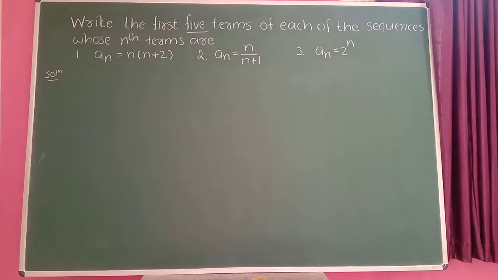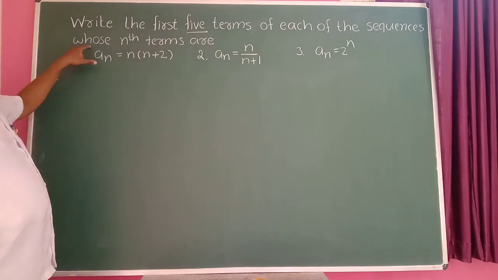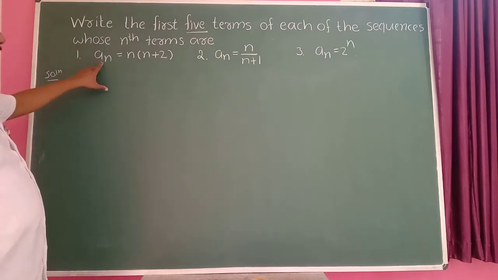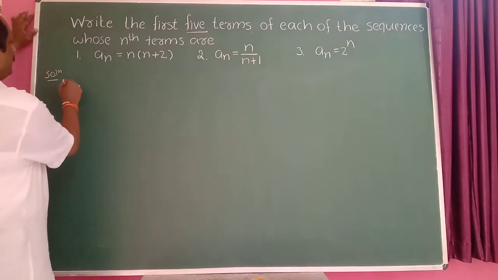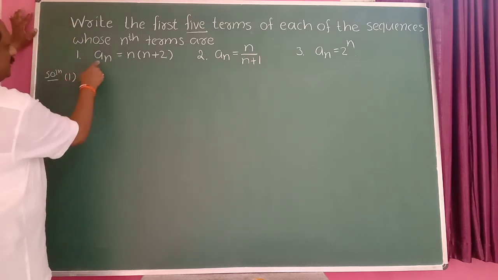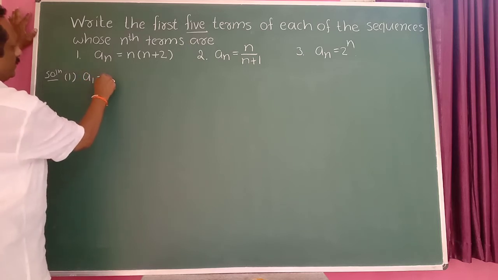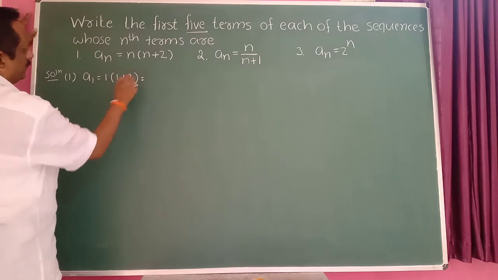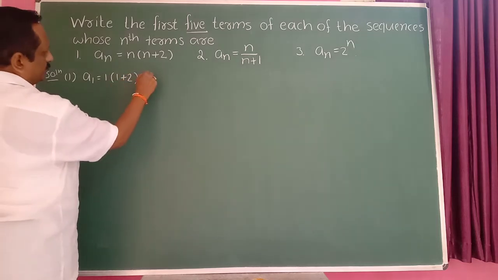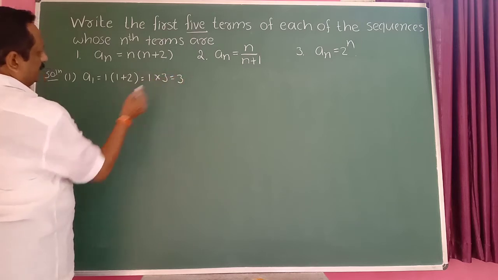So write the first five terms of each of the following sequences whose nth terms are. First example, a_n is equal to n into (n plus 2). Therefore, first put n equal to 1 here. a1 is equal to 1 into (1 plus 2). 1 plus 2 is 3. So 1 into 3 is equal to 3.